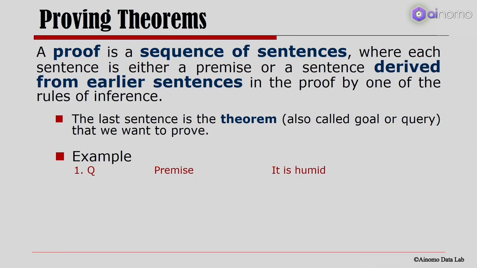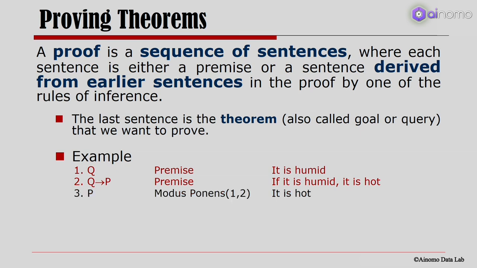So here is a small example from the weather that we are talking of. Q represents that it is humid. If Q then P is the statement that if it is humid, it is hot. From 1 and 2, I could use modus ponens to arrive at that it is hot. Q implies P, Q, therefore P. So I can say it is hot.